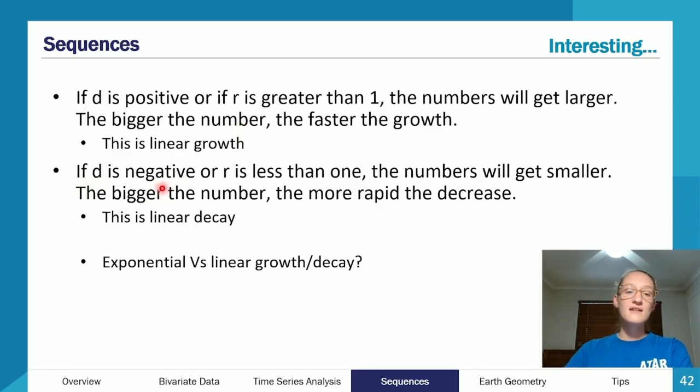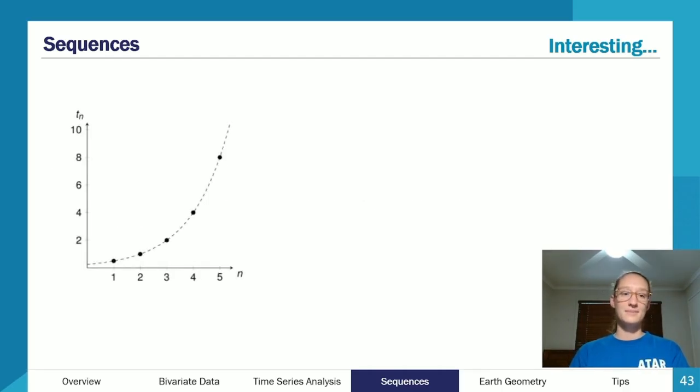And if d is negative, we're going to have linear decay. Or if r is less than 1, we're going to have exponential decay. Again, I just want to plant those thoughts in your mind to start you thinking about what that might mean. And we're going to revisit that in a minute.